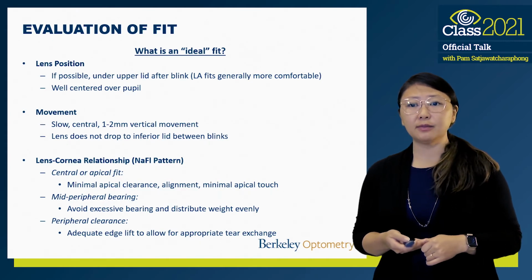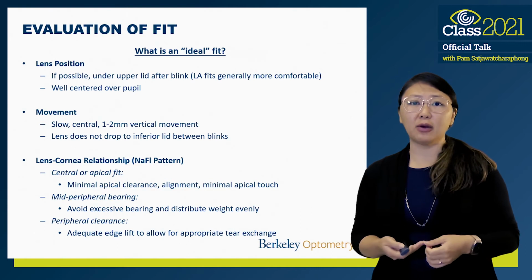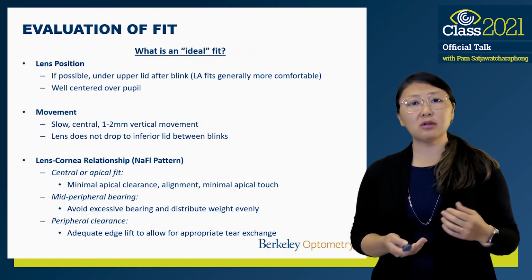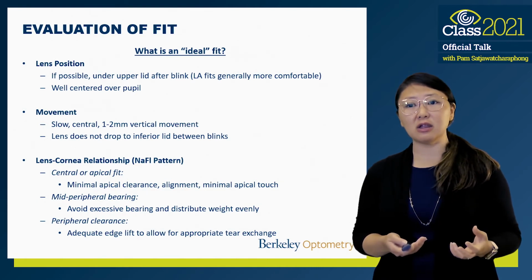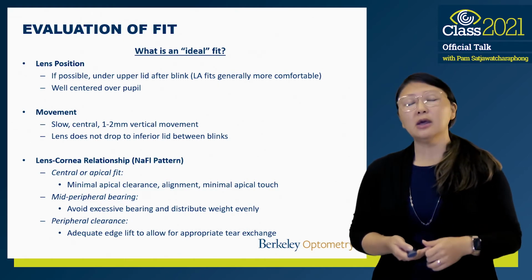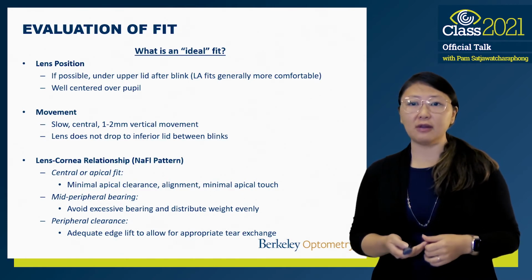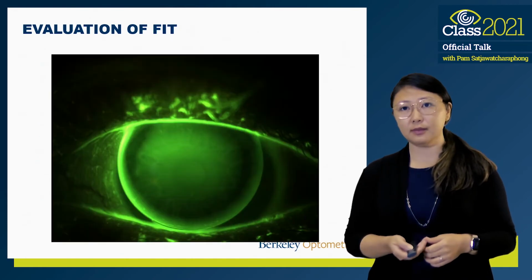when you remove it. And the peripheral clearance should show adequate edge lift that will allow for appropriate tear exchange. So it shouldn't be so thin that you're not getting tear exchange and the lens is potentially unhealthy. Or you don't want it to be so lifted that the patient feels the edge and feels it's uncomfortable.